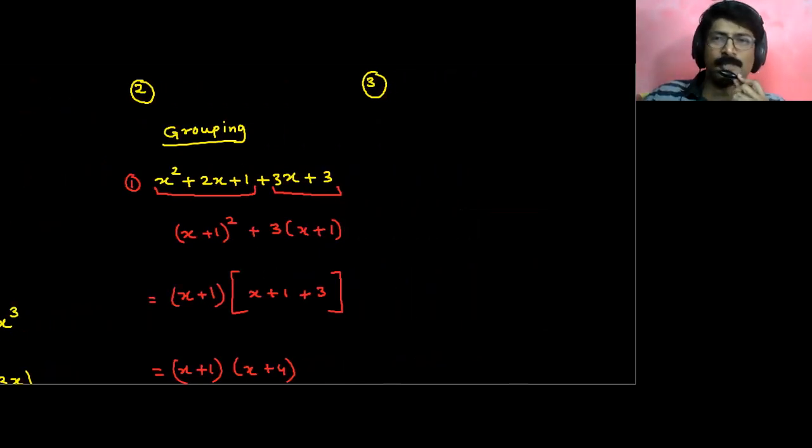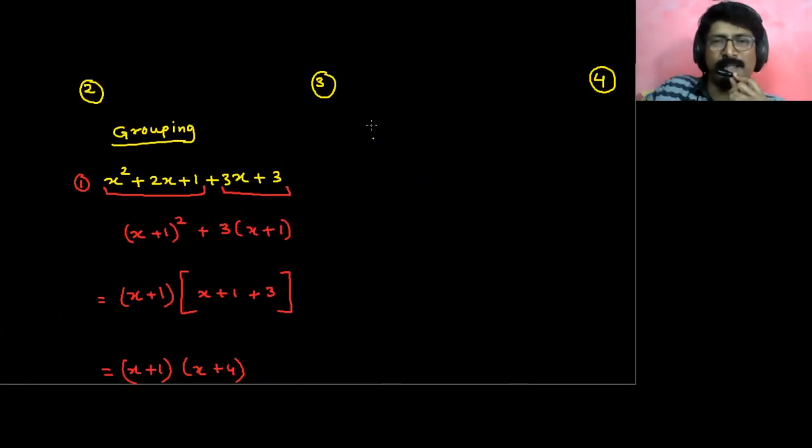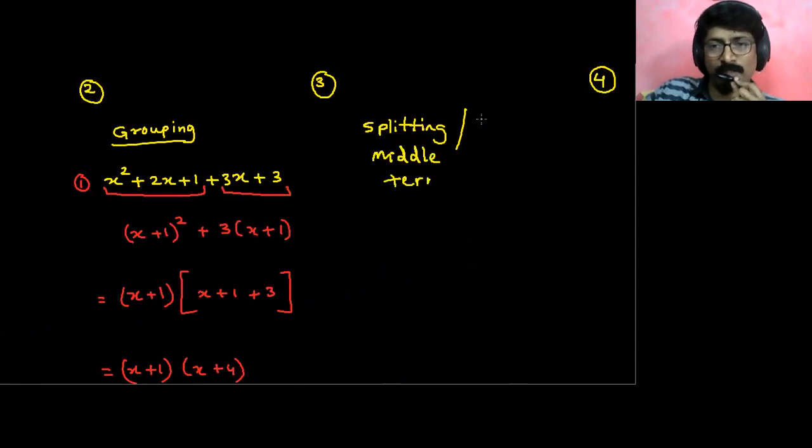Now then there would be something called as splitting the middle term. Isn't it? Splitting the middle terms. Or it is also called as splitting middle terms. Or else it is also called as trinomials, or else it is also called as something as quadratic.